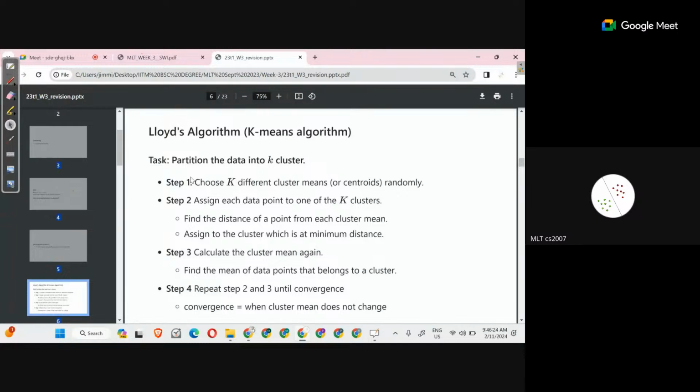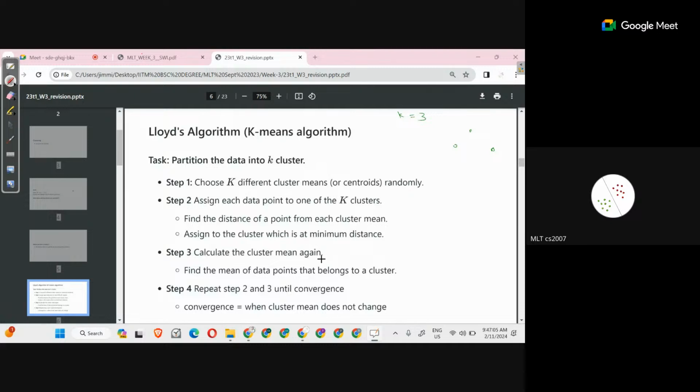So first we have to decide the k value, how many clusters we have to work with. Then we assign each point. Let's say we plan to go with 3 clusters; then we randomly select 3 data points as our initial centroids. Based on these centroids, we assign each data point based on the distance from each point to the cluster means, choosing the minimum distance among these 3 cluster centers.